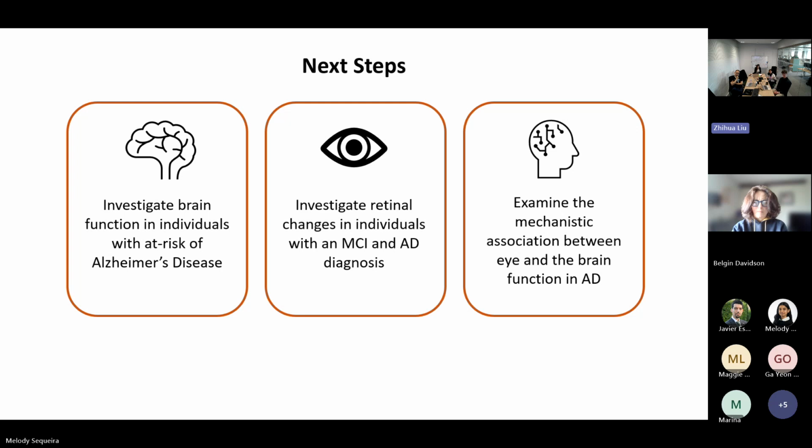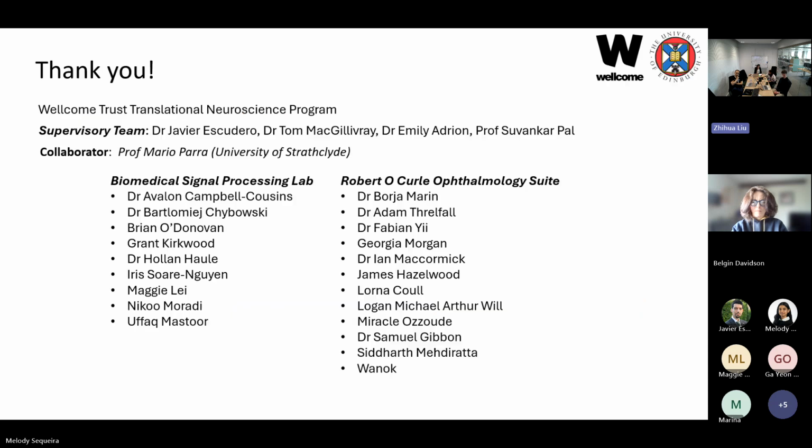I then hope to look at changes within the retina in individuals that have a diagnosis, so that are diagnosed with MCI or Alzheimer's disease. And then I hope to establish this mechanistic association between changes in the eye and changes in the brain, and if, in fact, changes in the eye could tell us anything about changes within our brain function and go beyond brain structure changes.